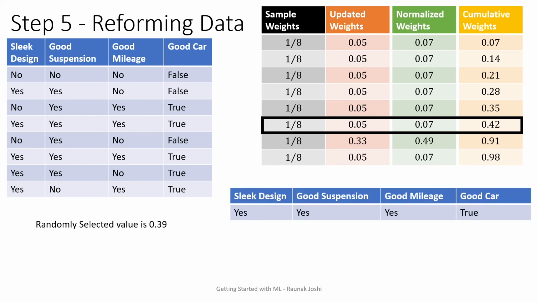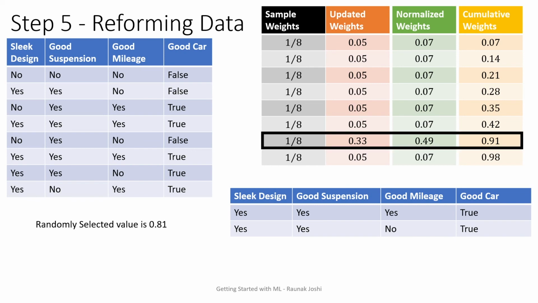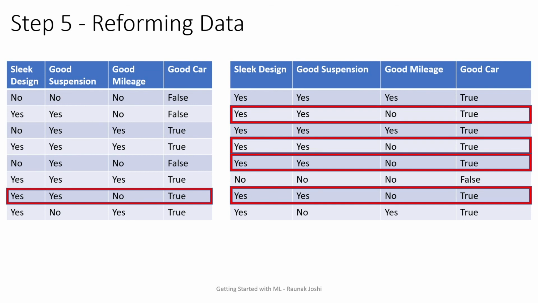Similarly, I am going to repeat this procedure for all of the 8 values. Now let's say in the second sample, I am selecting 0.81, which actually falls in this range, which is 0.91, and that row has been added to the data. Similarly, I'll do this 8 times. So this is the way it looks. Okay, we reform the data. So if you see, when I had the good mileage where there was an incorrect value, in this section, after selecting some random weight, my data is reoccurring 4 times in the reformed data.